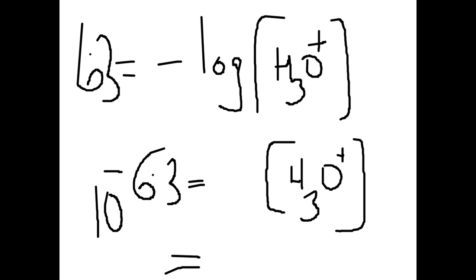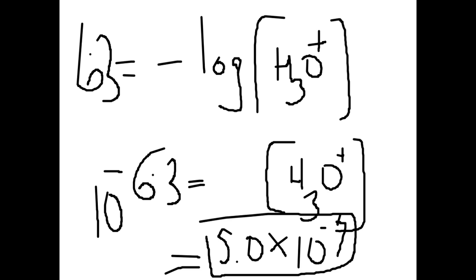Did everybody get the answer Emmanuel got? 5.0 times 10 to the negative 7. Do you see? That's the answer I expect on the test, and that is what will be in your multiple choices. So don't just leave the answer as 10 to the negative 6.3. There's no such thing. Did everybody get that, please? And the unit for square brackets is what? Molarity. So finish off the answer with the right unit.